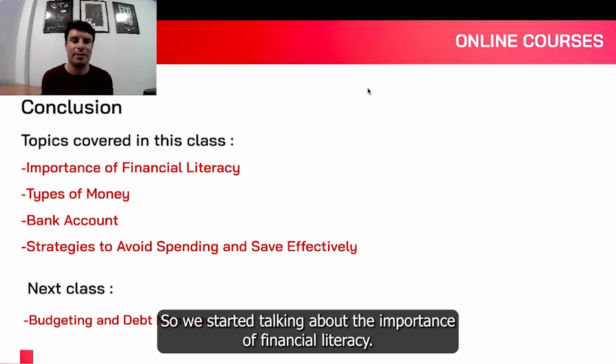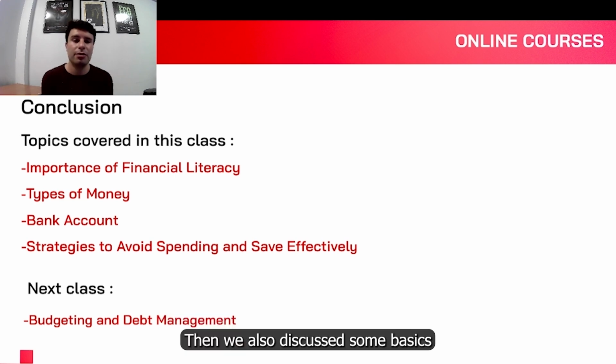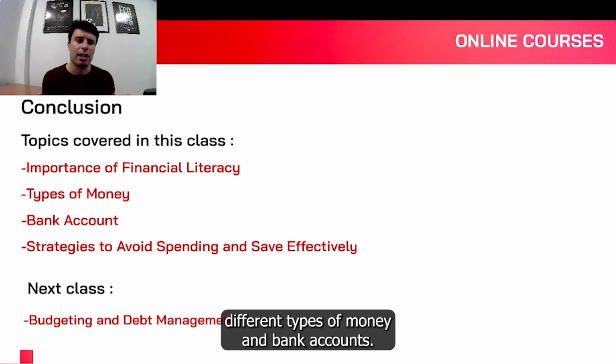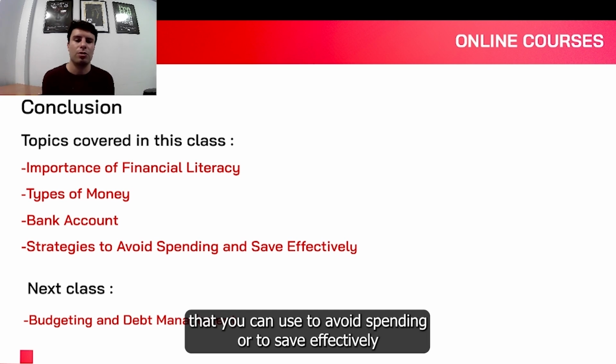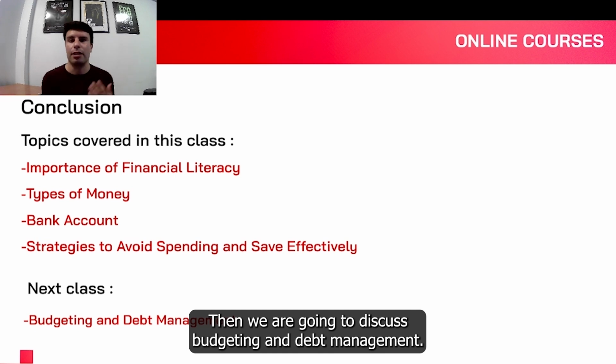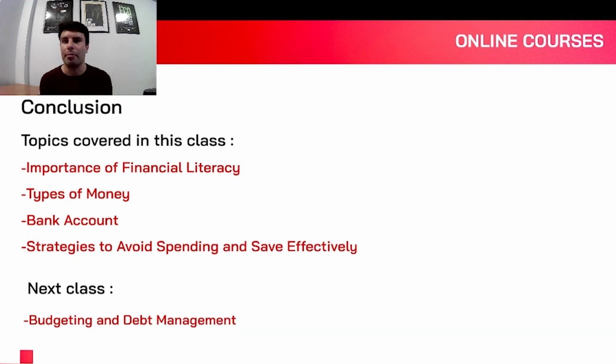So basically, this was everything for today. We started talking about the importance of financial literacy. Then we also discussed some basics, the different types of money and bank accounts. And then we also shared with you some strategies that you can use to avoid spending or to save effectively. For the next class, we are going to discuss budgeting and debt management.